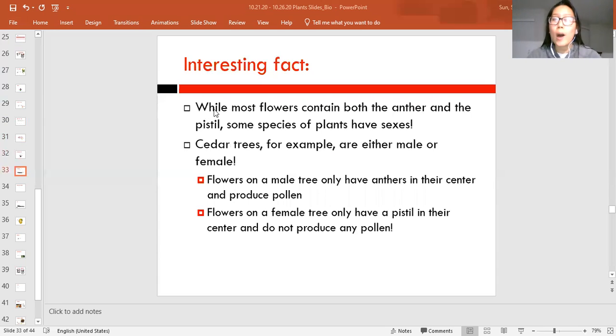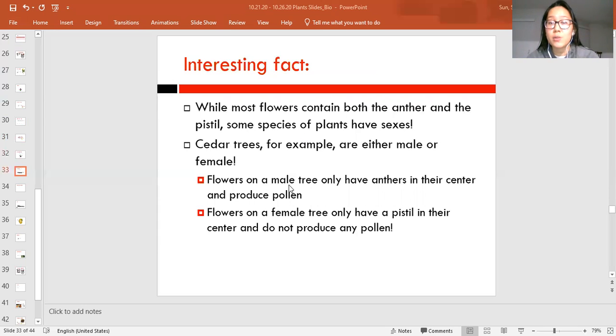Interesting facts. So while most flowers contain both the anther and the pistil, right? Most flowers contain male and female parts at the same time. Some plants actually have different sexes. So cedar trees, right? A lot of people in Texas have cedar allergies because in the winter, cedar trees tend to let go of their pollen, and then that pollen goes everywhere and you can see it, and it's all over the roads, and people are just allergic to it. And so cedar trees actually have trees that are entirely male and entirely female.